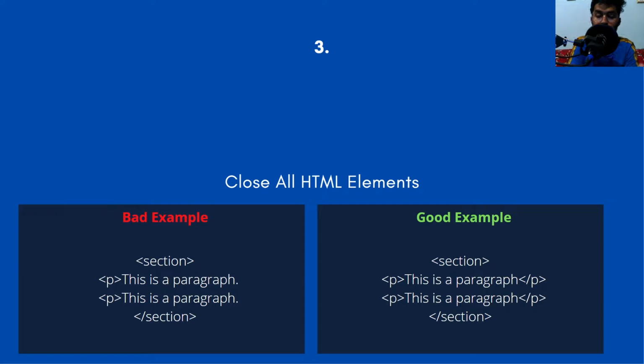You can also write the code without the closing element, such as in this example. In a bad example, we use the paragraph, but we haven't written the ending tag of the paragraph, and it will work, but it is recommended to close all the HTML elements. You can see in a good example, we have closed the paragraph element.